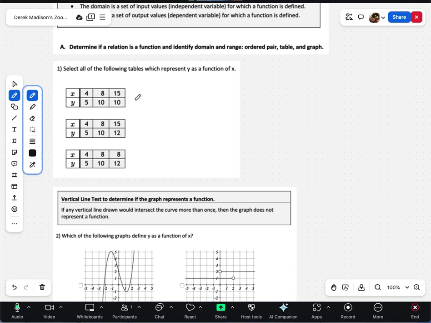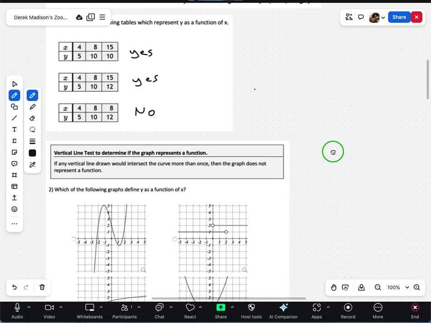So for this, we would say, yes, that one is a function. 4, 5, 8, 10, 15, 12. So again, for each of these values of x, there's only one output, so that one is a function. But you get down to here, when the input, when x is 8, the output could be 10 or 12, so that has two different values associated with that input, so that one is not a function.